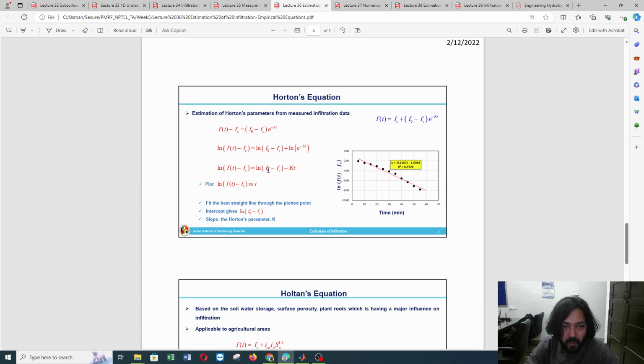So this natural log of f0 minus fc is nothing but the intercept value, and k is nothing but your slope. If you plot these points, you'll get a straight line, and from that straight line you can calculate your y-intercept. That y-intercept is nothing but natural log of f0 minus fc, and the slope will give you the value of k. So now that you know the value of k and f0 minus fc, you can calculate infiltration at any given time.